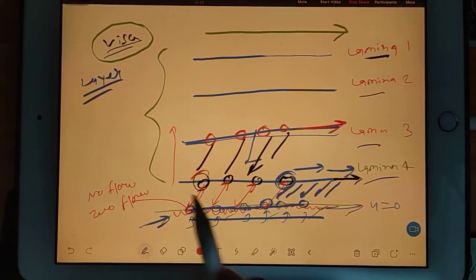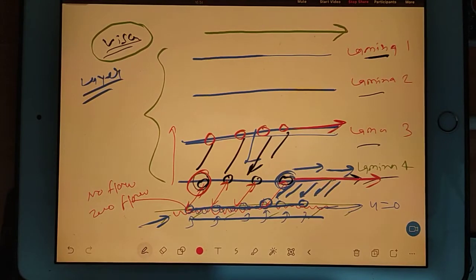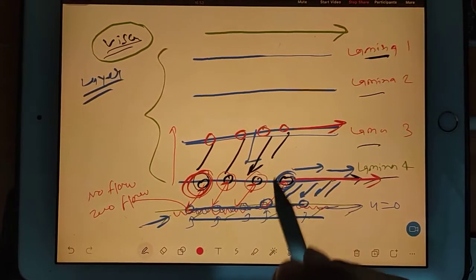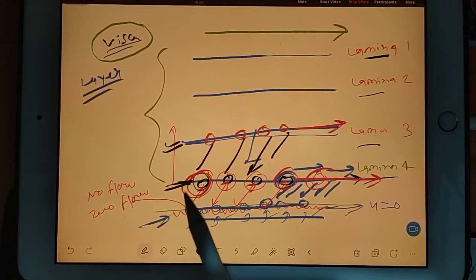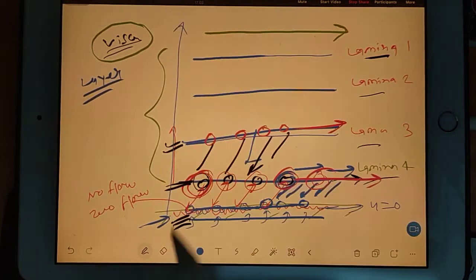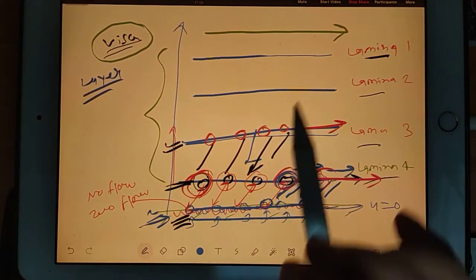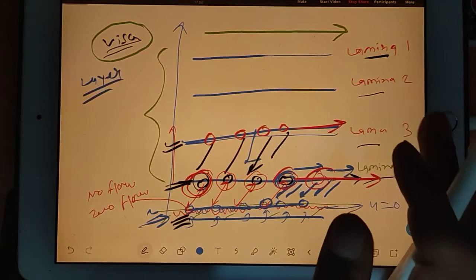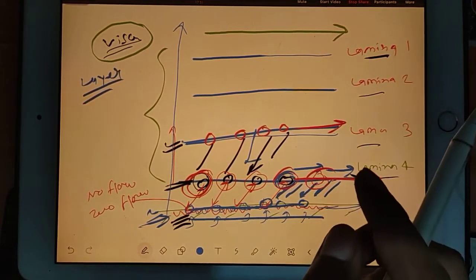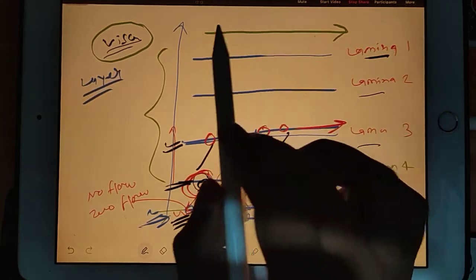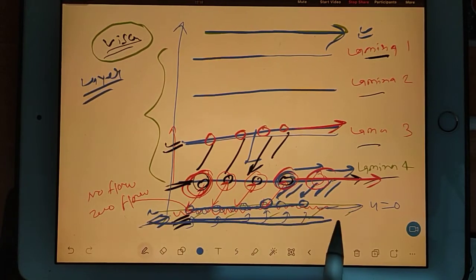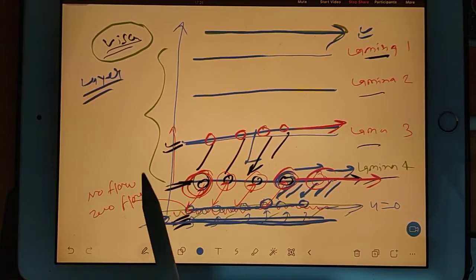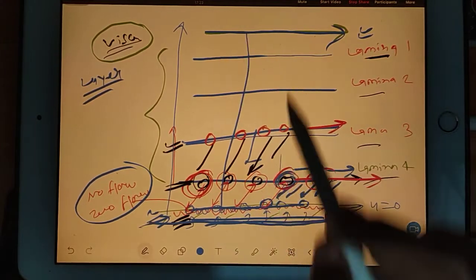But because this one is also going in this direction, they will not give that much restriction to these ones, what they themselves are experiencing from the bottom ones. It means if you go in this direction from the bottom layer to the top layer, your resistance to every lamina is not constant. Every lamina will experience it differently. That's why the top lamina will be the fastest lamina. And the bottom lamina, which is exactly in touch with the ground, will not even flow. So in between, your velocity will change.